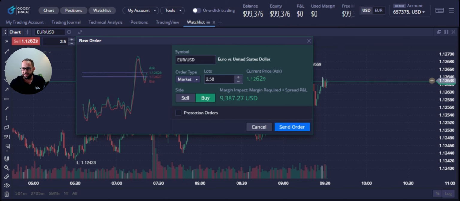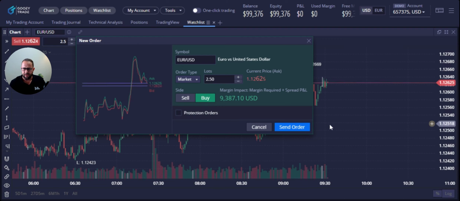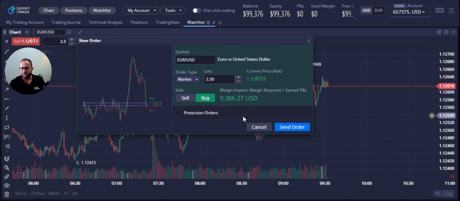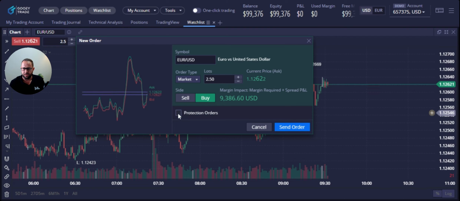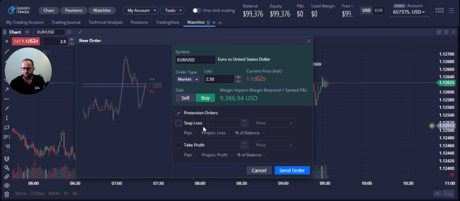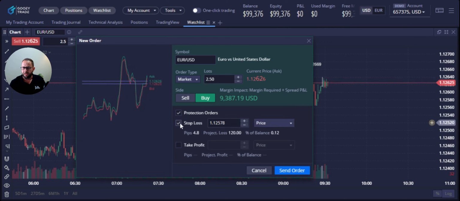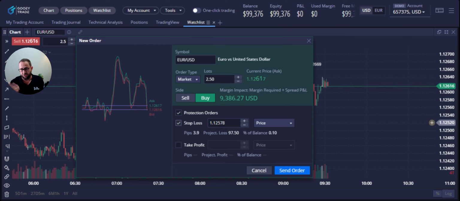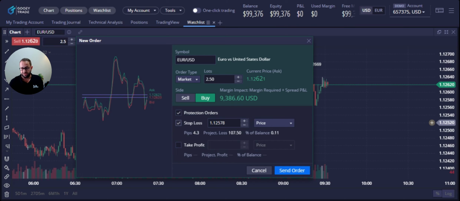All right. So let's say, for example, I want to buy the Euro US dollar. I just want to use a market order here as an example. Obviously, the first thing you always need to do is make sure you're trading with a stop loss. Now, to do that, you can just click on the protection order window here, click on stop loss. So the first decision you want to make is, do I want to buy or sell? Right? Which order am I going to use? I'm just going to use a market order in this example. Thirdly, you need to always use a stop loss.